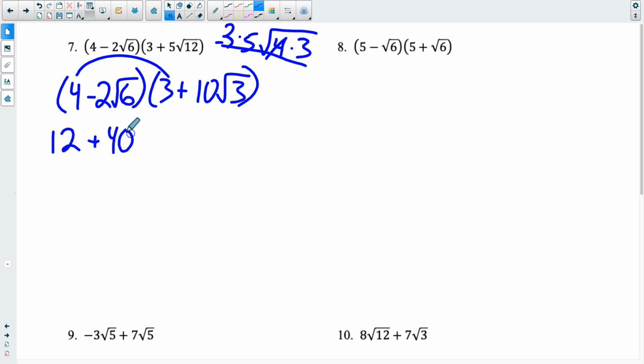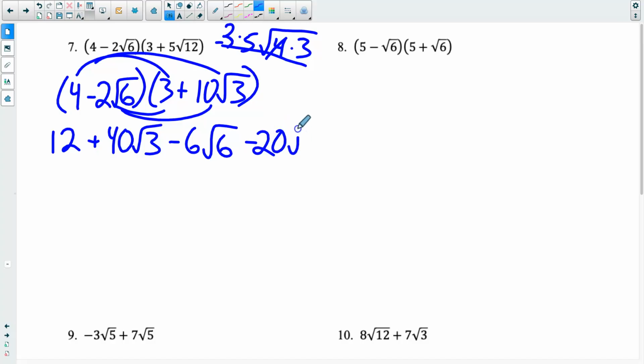Plus 40 square roots of 3. I multiply this next piece, I get minus 6 square roots of 6 minus 20 square root. I'm going to just write 6 times 3.